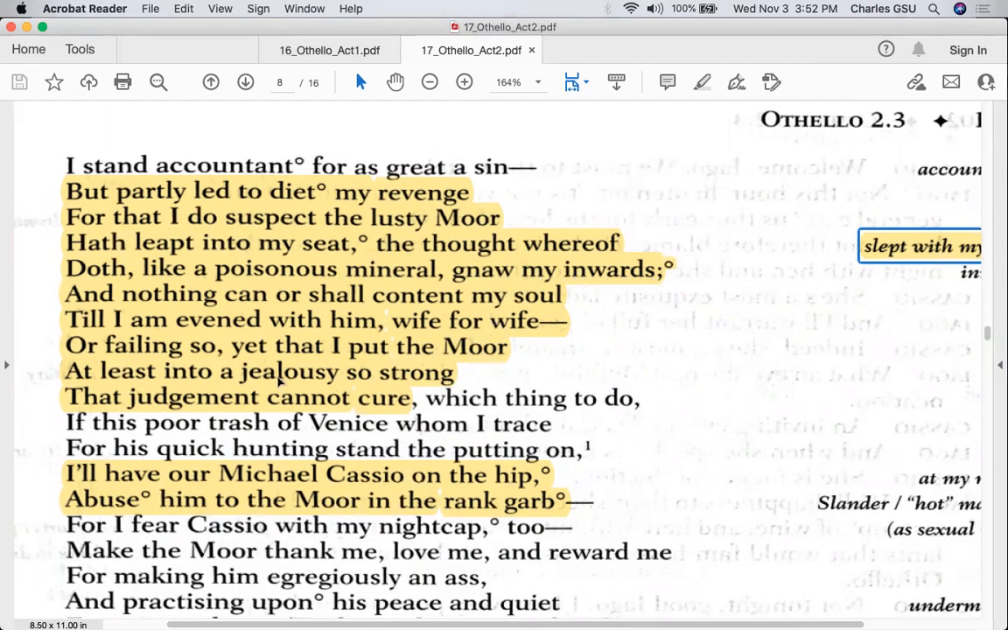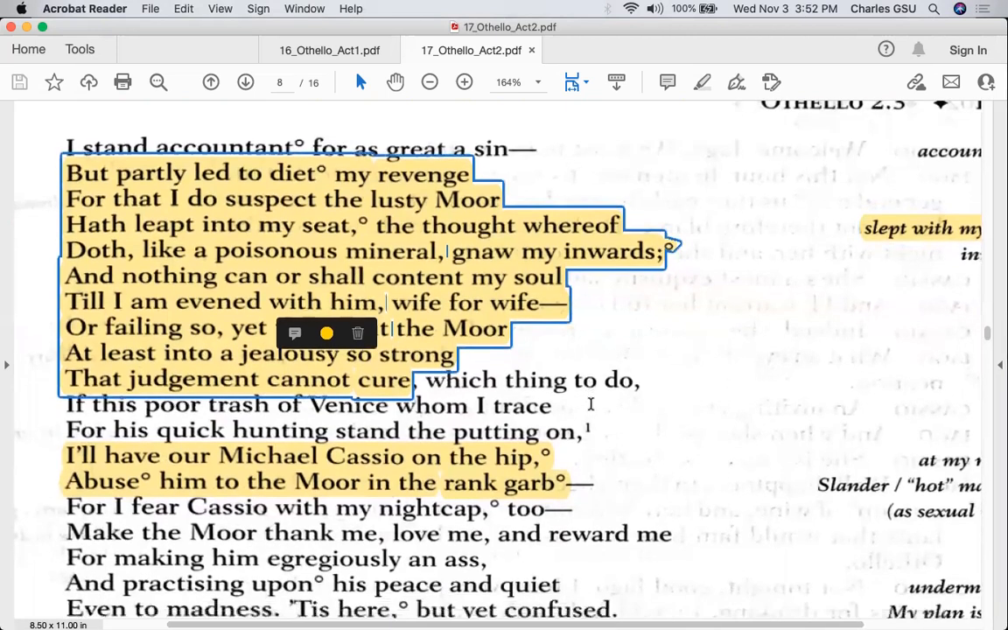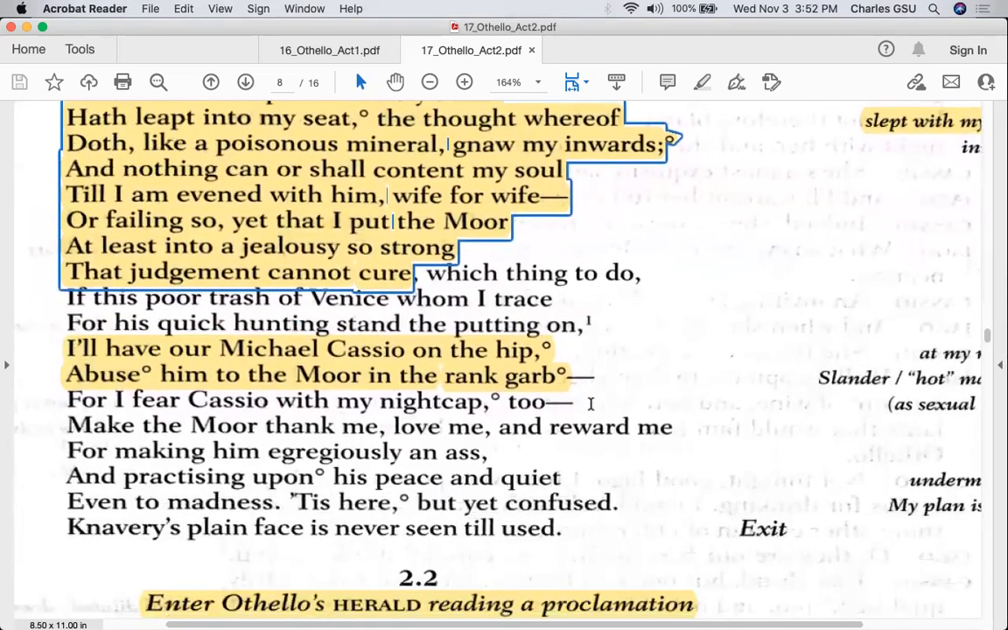Like jealousy, which he's describing here. It's something that we experience in a kind of internal way that gnaws at our imagination.